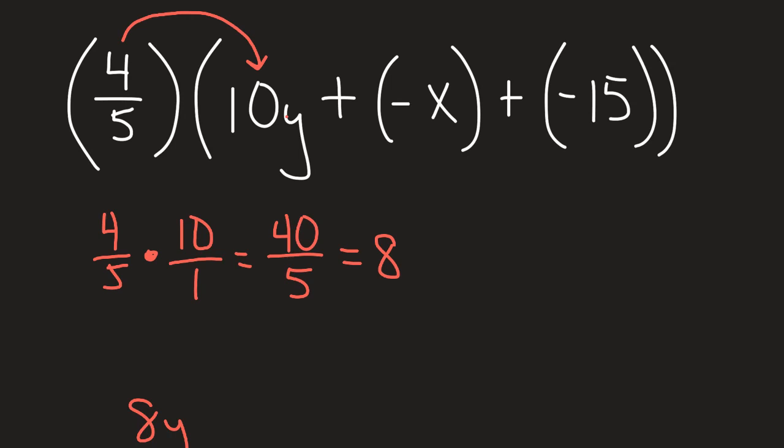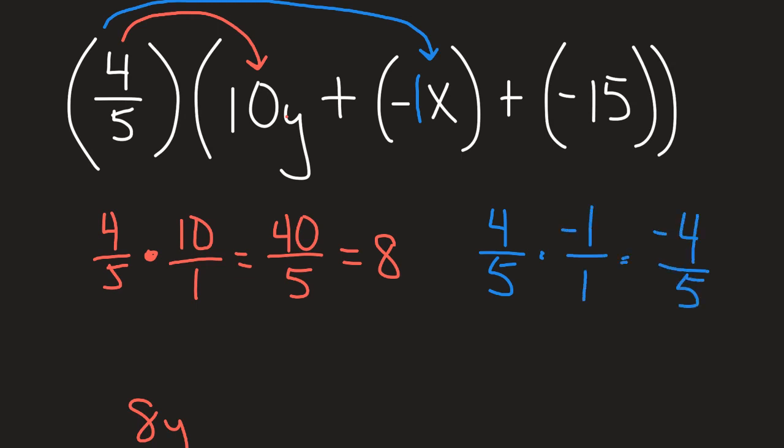Okay, so for the second part, and I'll do this one in a different color, we're going to do 4/5 times negative x. Now, you might remember from the last problem, if you put a 1 in front of that x, it makes your life a lot easier. So we're going to have 4/5 times a negative 1 over 1, which gives you negative 4/5 x. So I'm going to write minus 4/5 x.